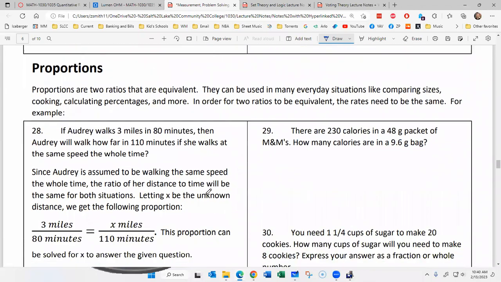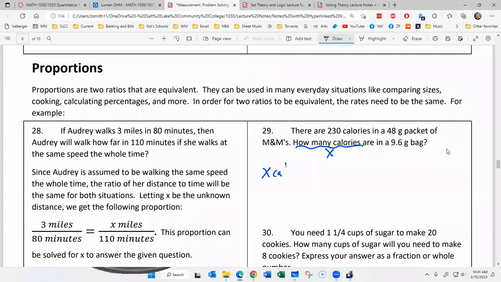All right, proportions. Two ratios that are equivalent. In order for two ratios to be equivalent, the rates need to be the same. So there are 230 calories in a 48-gram packet of M&Ms. Assuming M&Ms are all the same basic amount of calories, then they have the same rate of calories per gram of M&Ms. We can use that fact to get how many calories in a different sized bag. So the question here is how many calories. So if I let that be X, I would want to solve for that. So I would have that on top.